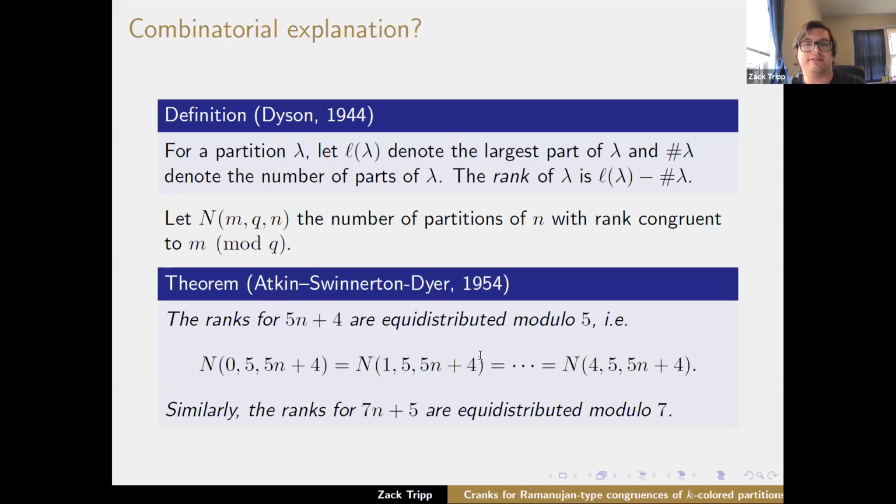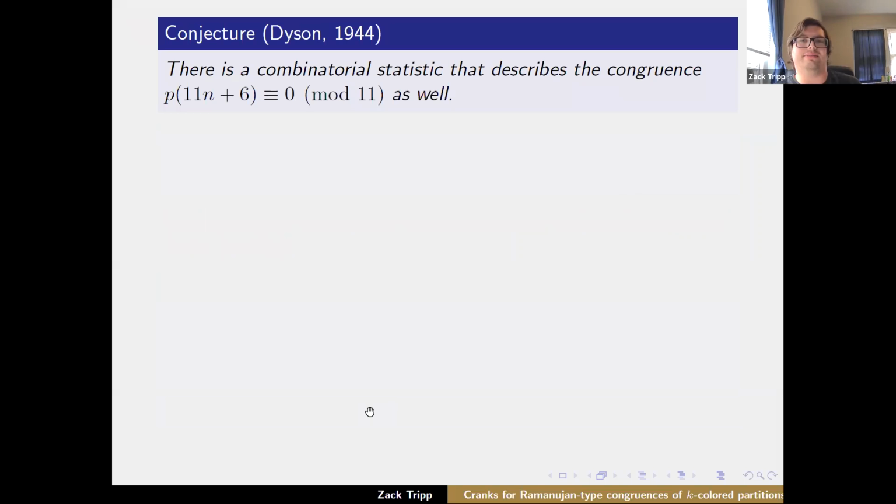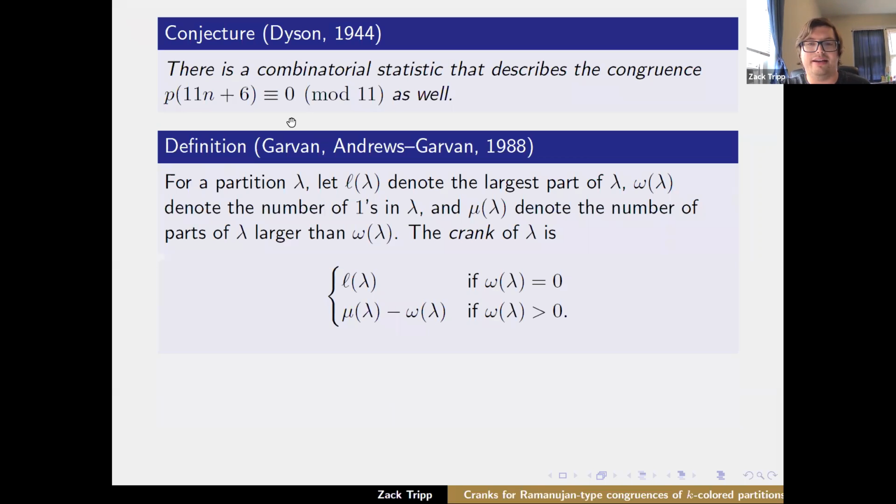Okay, so great. Dyson found this really interesting combinatorial way of thinking about this congruence. Notice here that we had 3 congruences, and one of them is left out. So what Dyson also conjectured in his paper is that there would be another statistic, which he called the crank, that would describe this congruence as well. And then in 1988, Andrews and Garvan, based on some earlier work of Garvan, defined such a statistic.